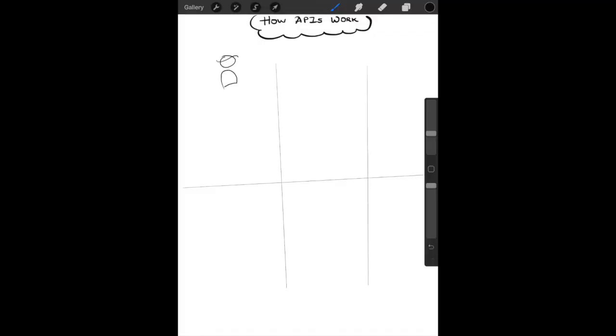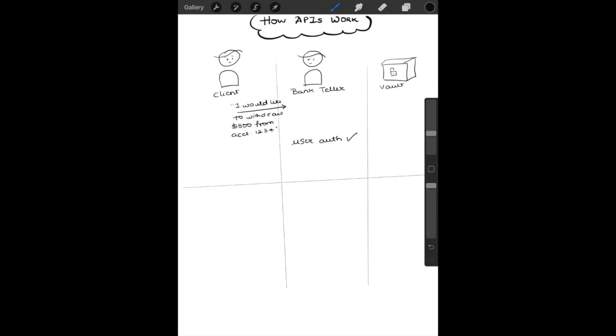So basically the concept is that the client and the bank teller and the vault. The client sends a withdrawal request to the bank teller. The bank teller checks if the client has that much money in the vault. If yes, then the teller withdraws that money and gives it to the client.